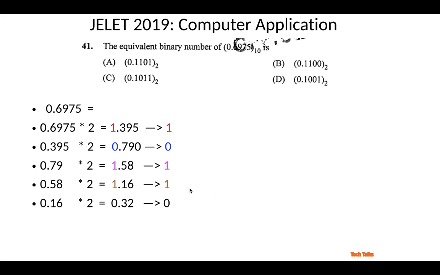Next we get 0, but our answer is limited to only 4 digits after the decimal point. So we already got 4, actually 5, but we don't need this one. Otherwise, if the answer was asked for 5-digit precision, then we could go for this 0 also. So the answer we have got is 0.1011. So this is C.